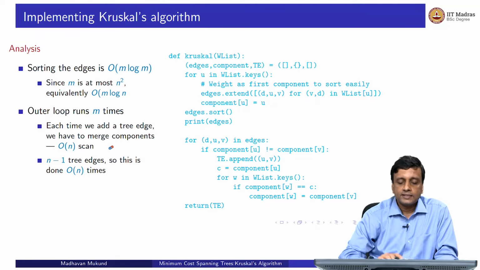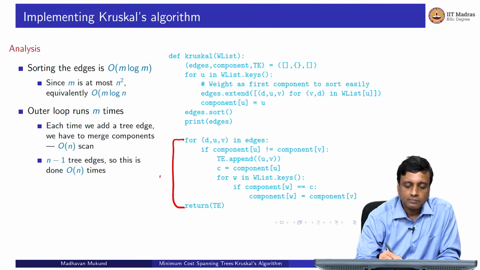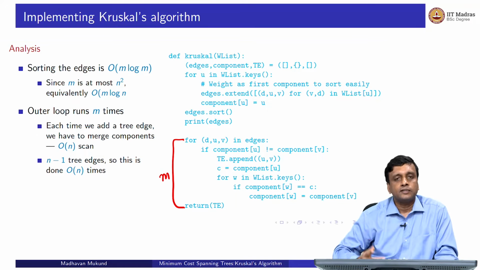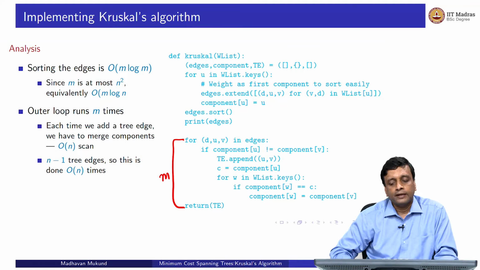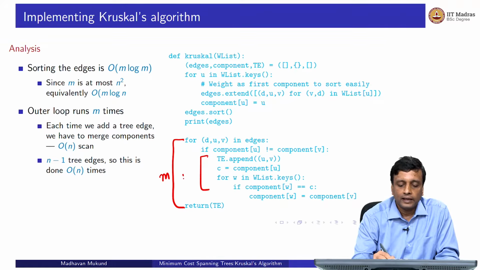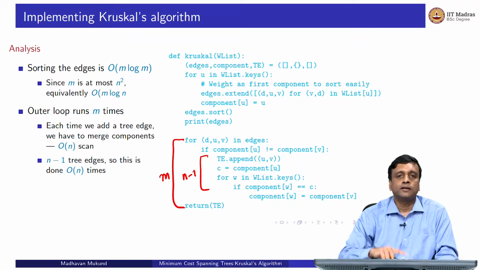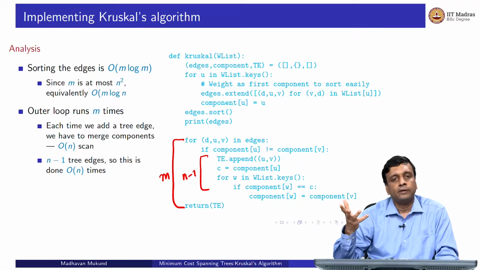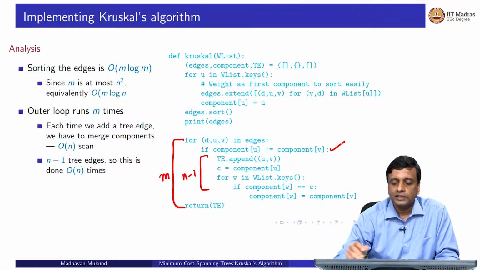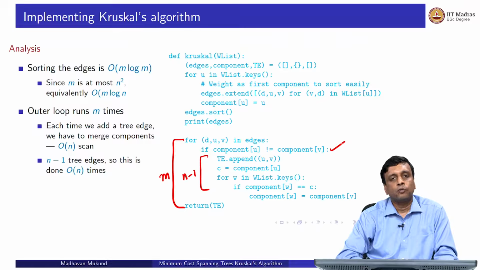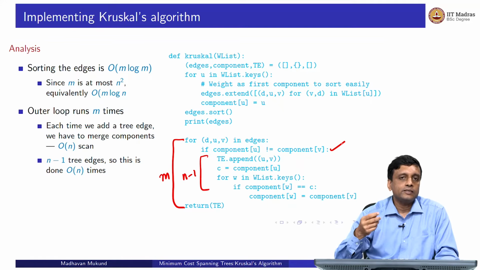Now this outer loop runs m times, right. For every edge in my sorted list, I have to do something. But I do something only when the edge is going to contribute to the tree, right. So I actually do this part only n times or n minus 1 times, because the tree on my n vertices is going to have n minus 1 edges, right. So most of the time this if condition is going to say the component of u is equal to the component of v, and I am going to just skip over to the next edge. The only time I have to do some work on the edge is when it is actually a tree edge, and that happens n minus 1 times.